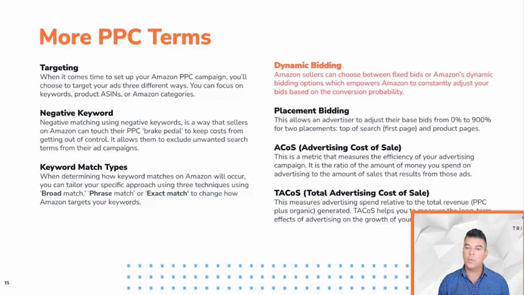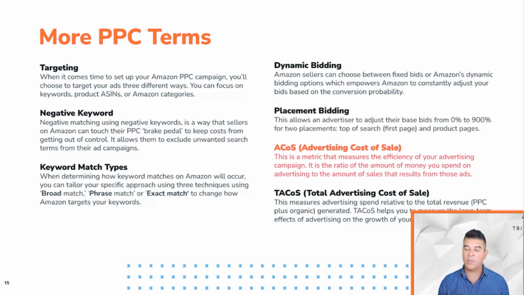Dynamic bidding is a little bit more advanced. What you want to do is look at your dynamic bidding and keep it on down only. That's a setting within Amazon that is preferred before changing the dynamic bidding to either up and down or to fixed bidding. Placement bidding allows you to change the bidding from 0 up to 900% increases for placements such as top of search, so on the search results page, or on the product detail pages. And I'll share with you how to do that as well.